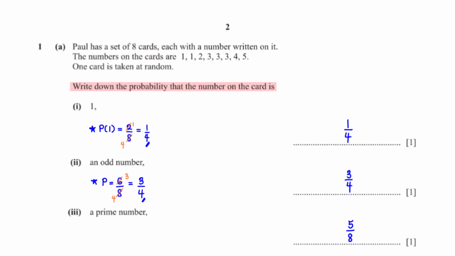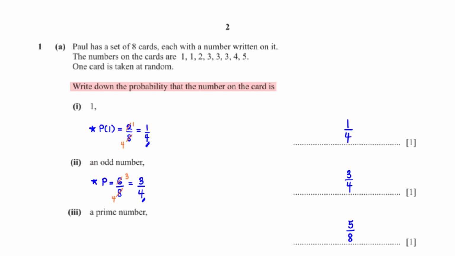Write down the probability that the number on the card is an odd number. This probability is equal to the number of cards with an odd number, which is 6, divided by the total number of cards, which is 8. 6 over 8 simplifies to 3 over 4.